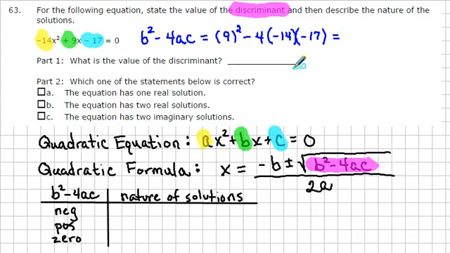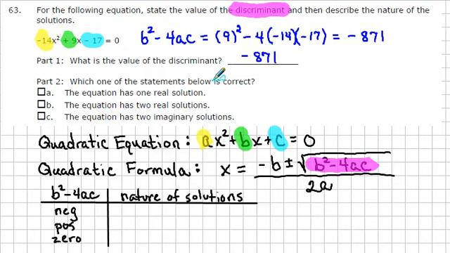Use a calculator to evaluate. Find the square of 9 and then subtract 4 times negative 14 times negative 17. It comes out to be negative 871. So what is the value of the discriminant? The value of the discriminant is negative 871.